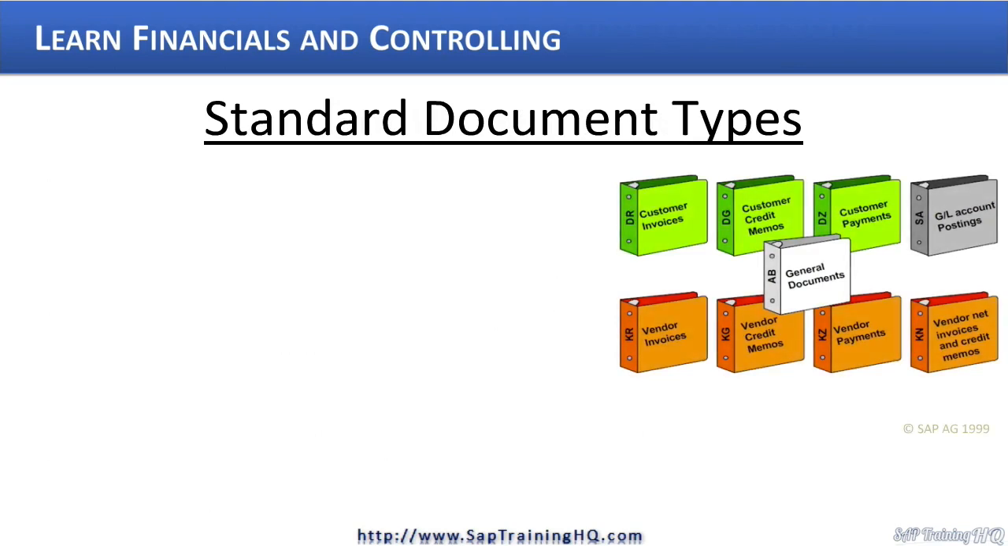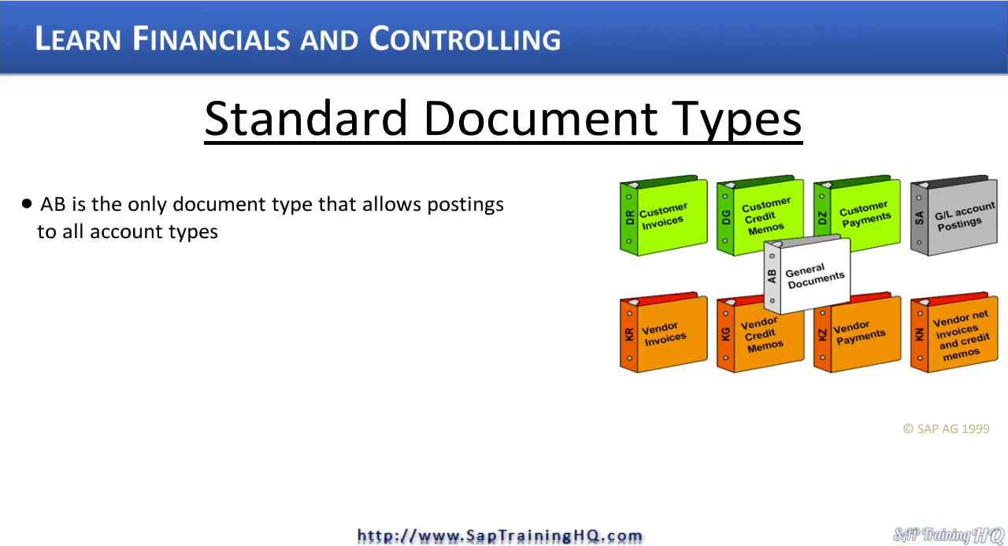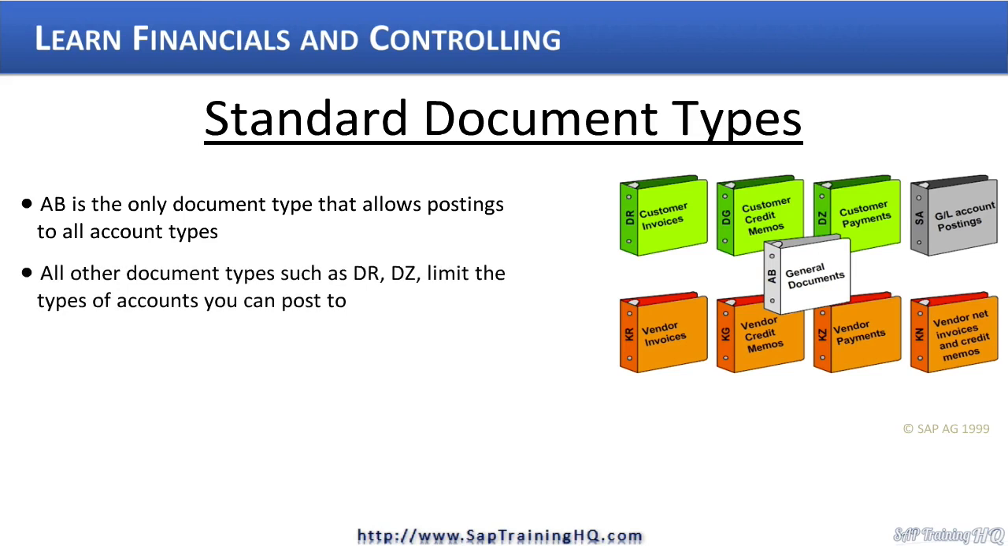The image here shows some of the important standard document types such as AB for general documents, DR for customer invoices, and DZ for customer payments, and so on. Note that only the document type AB, which includes general documents, allows postings to all account types. All other document types limit the type of accounts that can be posted to. For example, document type DG, that deals with customer credit memos, allows posting to D, customers, and S, general ledger accounts only.